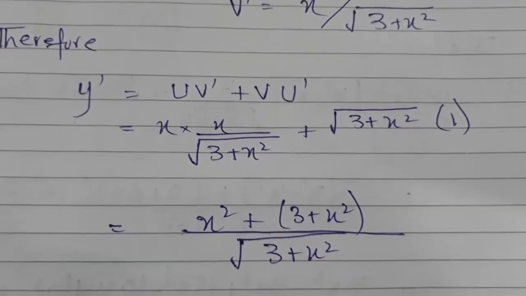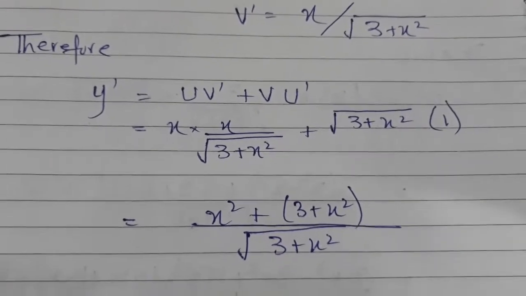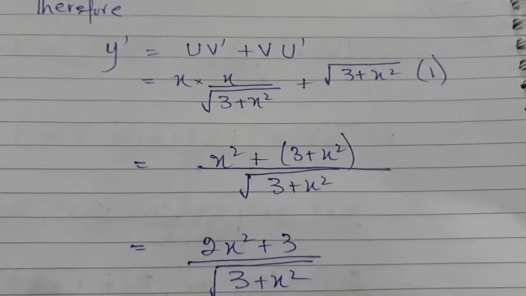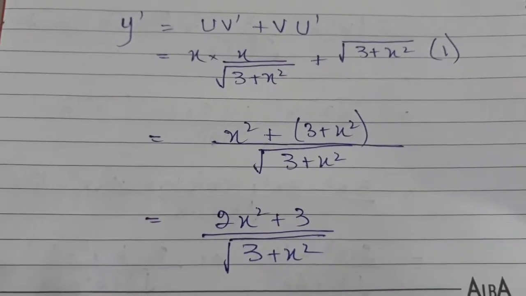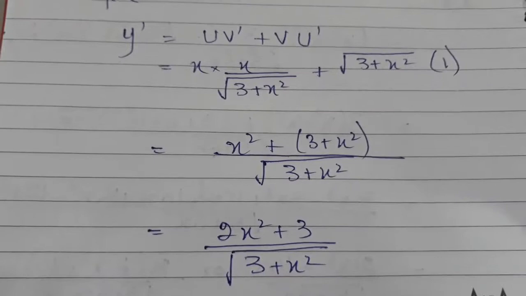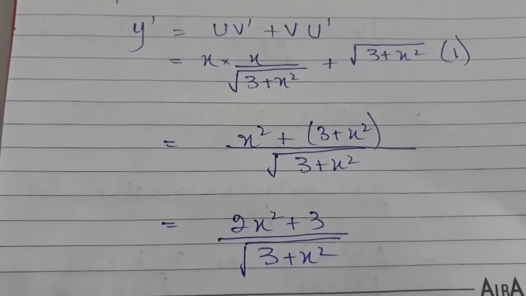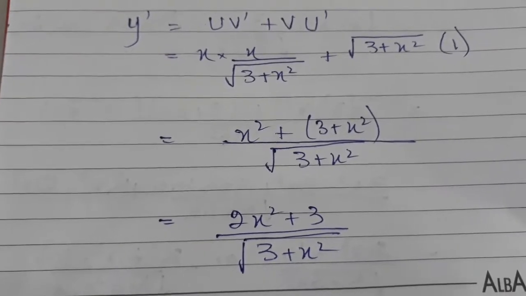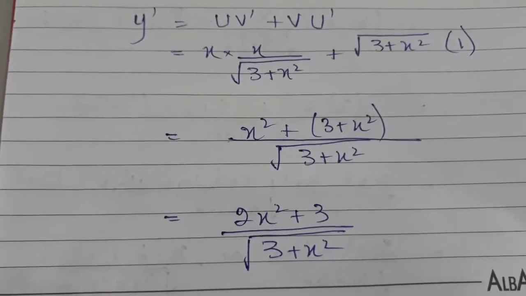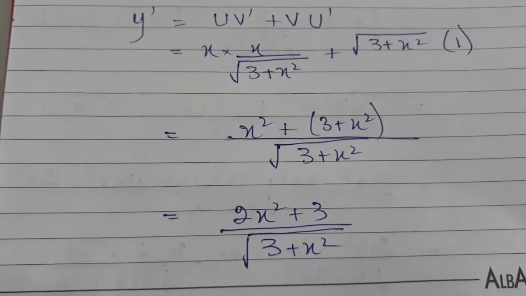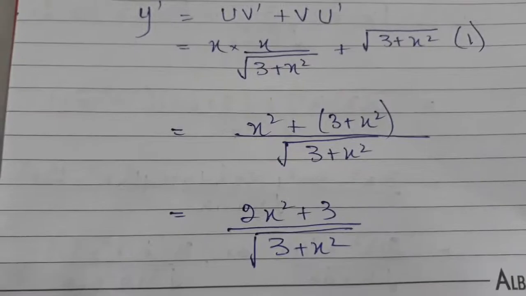Then will I leave it here? What do you think? No, because there are like terms, so we need to add them up, right? So it will become 2x squared plus 3. So this is my derivative or differentiation, which is actually a gradient function. If you don't remember about the gradient function, we will see it in the next example. It helps us to find the gradient at any particular point of the function. So let's see the last example of the product rule.